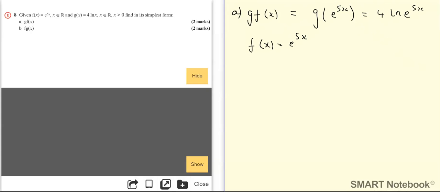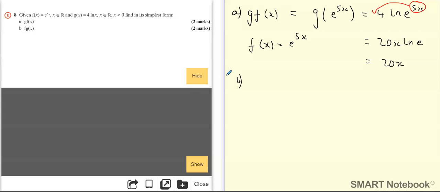Now, using the power law, this can come to the front. And in this case, it will be through multiplication. So we get 20x ln e. And ln e to the power 1 is 1. So this then becomes 20x for part A. Does that make sense? Are we happy with that?